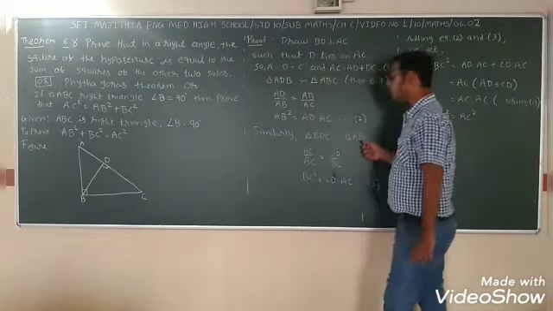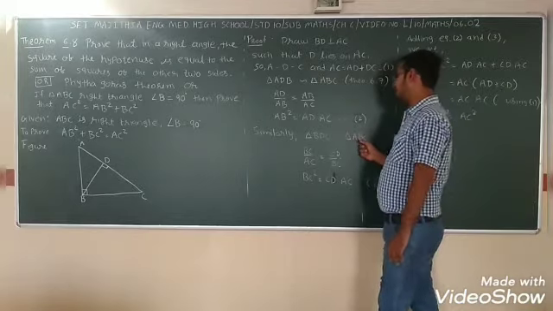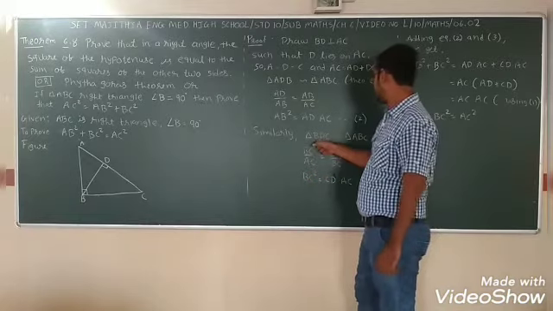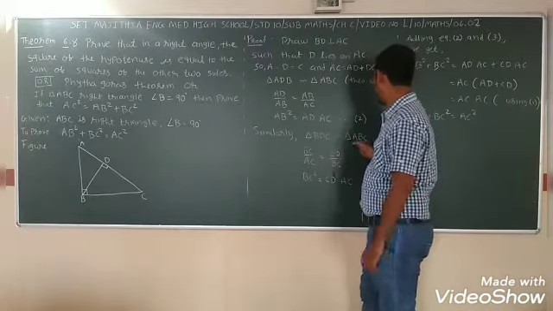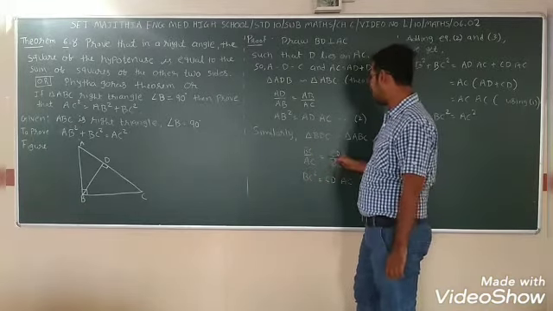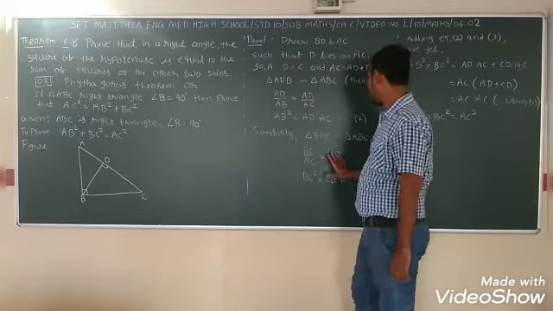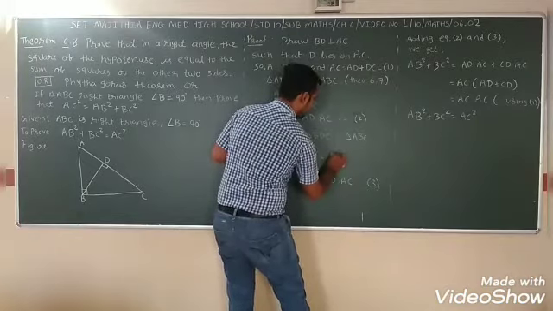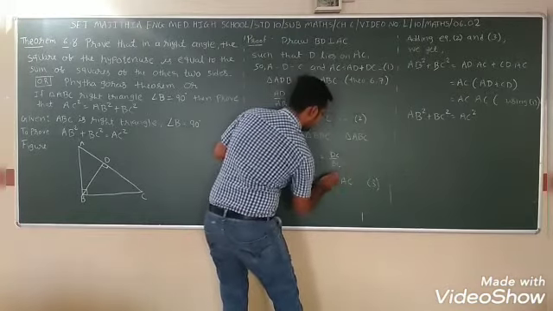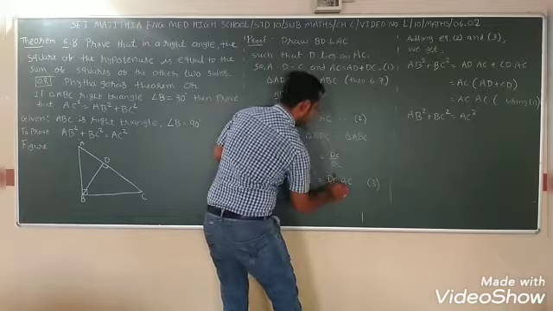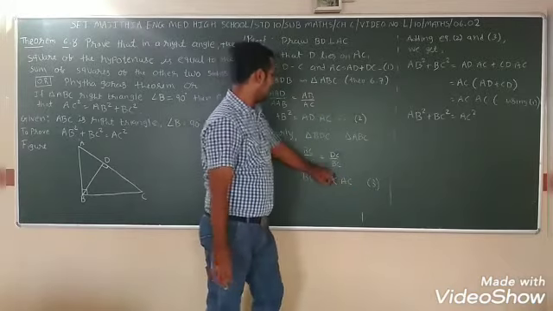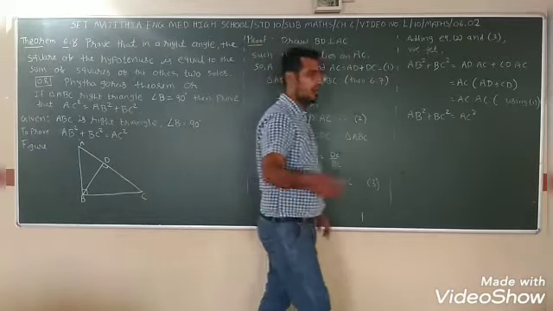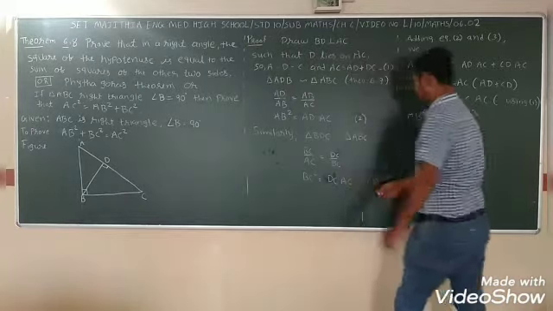Similarly, triangle BDC is similar to ABC. So BC upon AC is equal to CD upon BC. Here I write BC or CD, both are the same. If you write CD, then it's okay. BC into BC, BC square, is equal to AC into CD, and this is number 3.